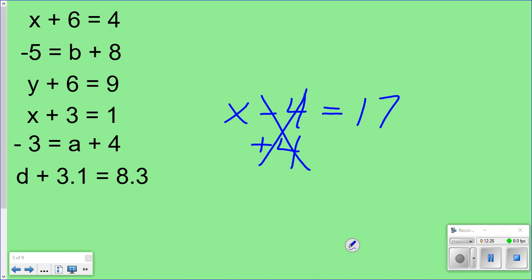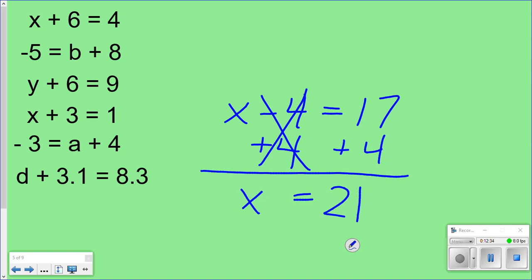So now what am I going to do to the other side? I'm going to add 4. Yes. That's my answer.